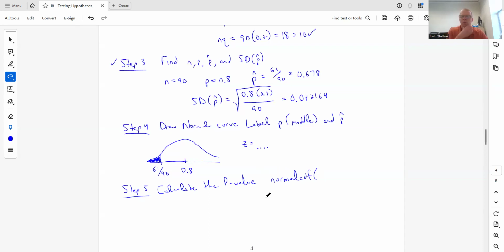So on the calculator, when you get to normal CDF, the first number you put in is the lower bound. So that is the left side of this shaded area. So we put 0. The right side of the shaded area, now you can put 61 divided by 90 in that spot. So you don't have to divide it out and get a decimal. You can just put 61 divided by 90. Then we're going to have our mean, and then we're going to have our standard deviation. You can actually do the same thing. Right here, you could type in square root 0.8 times 0.2 over 90 instead of typing that decimal. And then you don't have to worry at all about rounding. So either way.